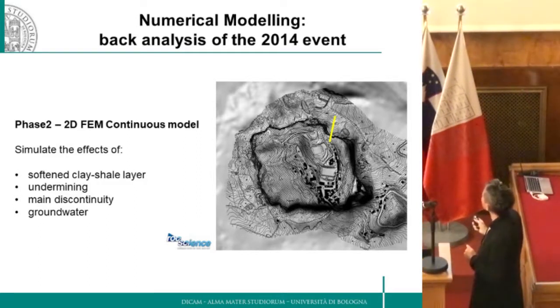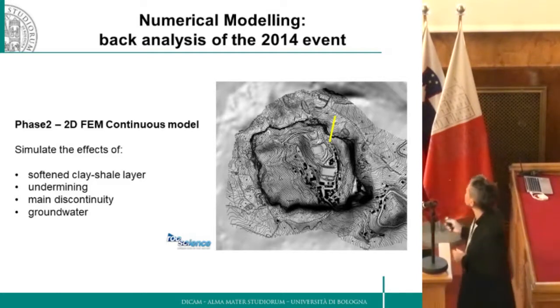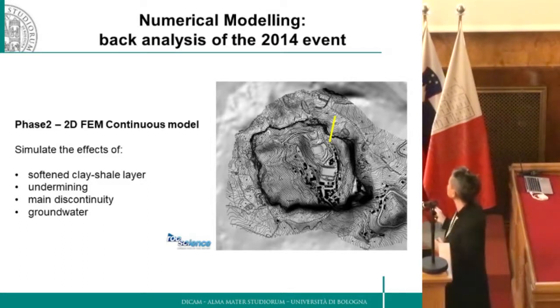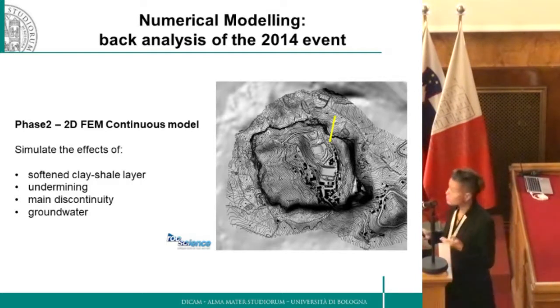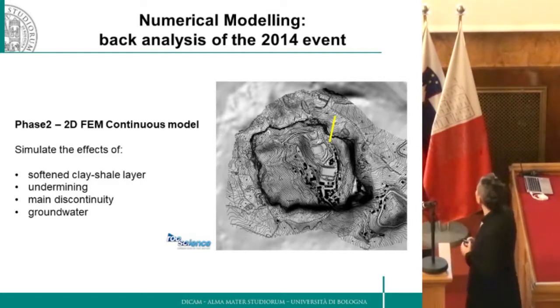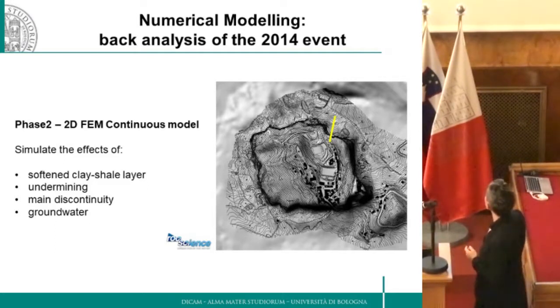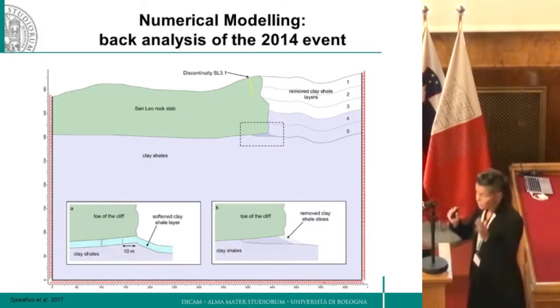On the one hand, the softening of the clay-shale layer at the base of the cliff; the undermining, so this geometrical feature; the presence of main discontinuities within the rock mass; and also the role of groundwater. So we back-analyzed the 2014 event on this cross-section. And this is the setup of the 2D model.